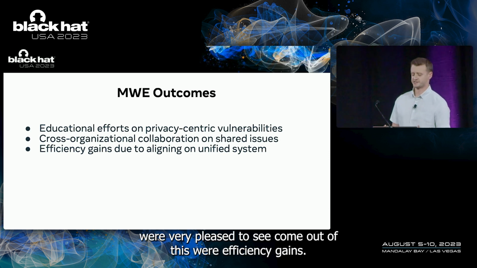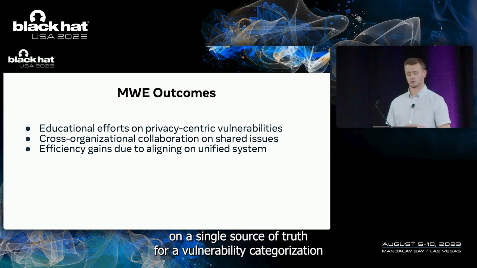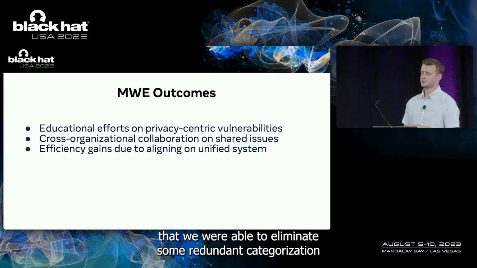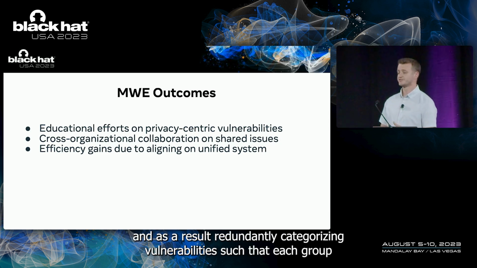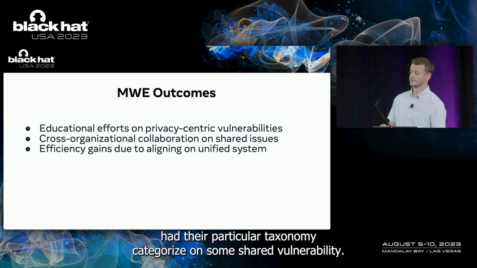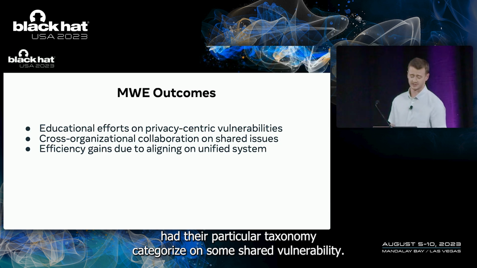And something that we didn't initially expect that we were very pleased to see come out of this were efficiency gains. We identified that by aligning the company and organizations on a single source of truth for vulnerability categorization, we were able to eliminate some redundant categorization where different groups across the company were relying on different taxonomies, and as a result, redundantly categorizing vulnerabilities such that each group had their particular taxonomy categorized on some shared vulnerability.